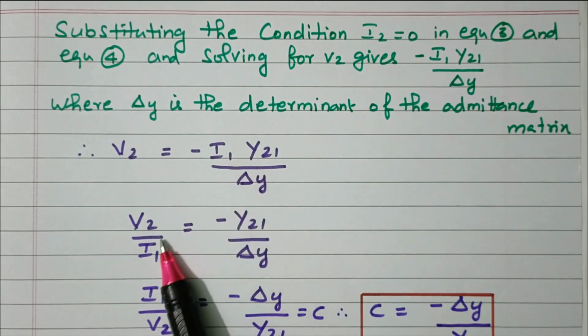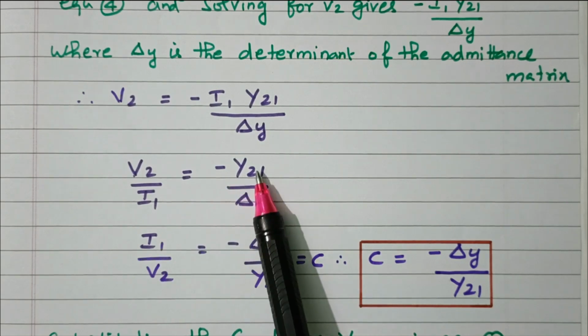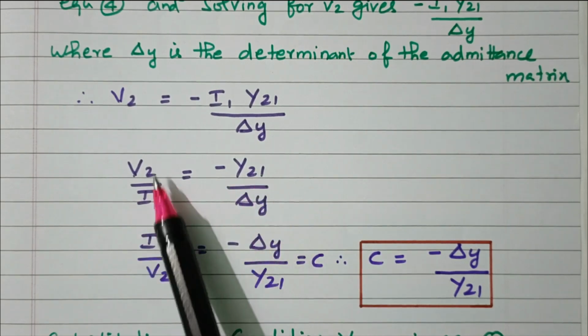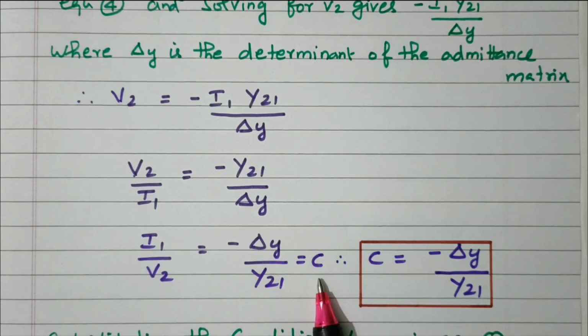Now bring this I1 to the denominator. So V2 by I1 equal to minus Y21 by delta Y. Take the reciprocal on both sides: I1 by V2 equal to minus delta Y divided by Y21. That is nothing but the parameter C. So C equal to minus delta Y divided by Y21. Now we got the expression of C in terms of Y parameter. First we completed A, now we completed C. Then we'll go for B and D.